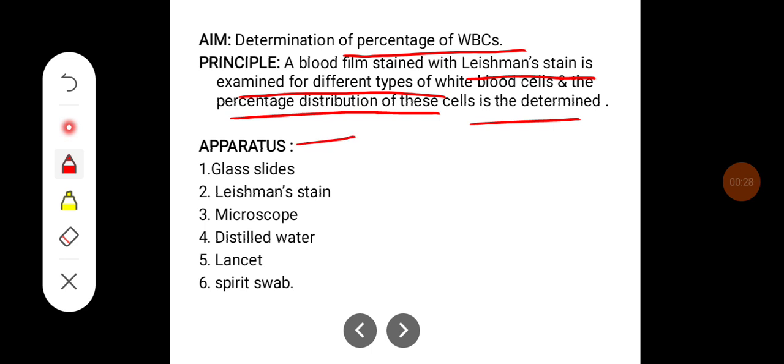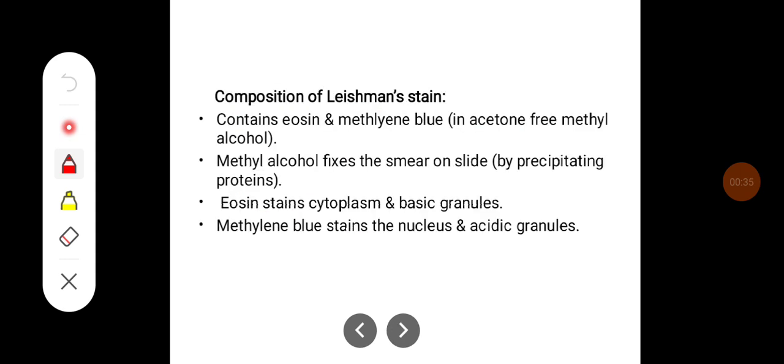The apparatus required are glass slides, Leishman stain, microscope, distilled water, lancet, and spirit swab. If you see the composition of Leishman stain, it contains eosin and methylene blue, which is dissolved in acetone-free methyl alcohol. So it should be acetone-free because acetone is a decolorizing agent and it is going to lyse the cell membrane, especially RBCs. The function of methyl alcohol is to fix the smear on the slide.